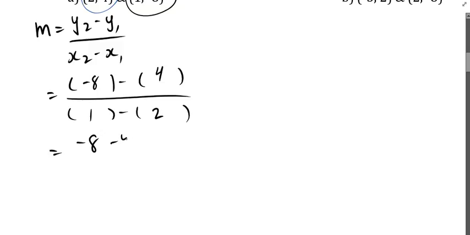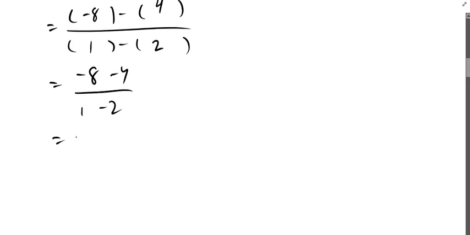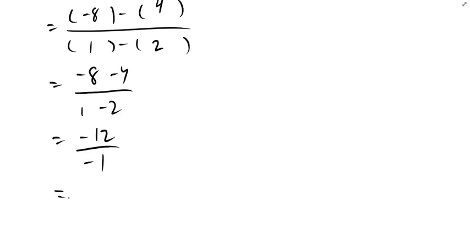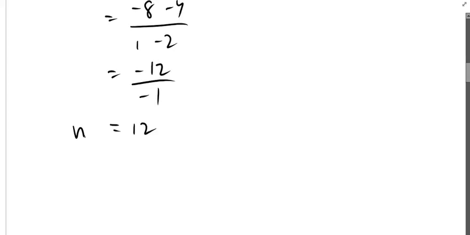Negative 8 minus 4 over 1 minus 2. And you could use your calculator for this. Negative 8 minus 4 is negative 12. 1 minus 2 is negative 1. What is negative 12 over negative 1? 2 negatives makes a positive, and 12 divided by 1 is just 12. So what did I find here? m. And now this is exactly a question from yesterday. m equals, x equals, y equals.